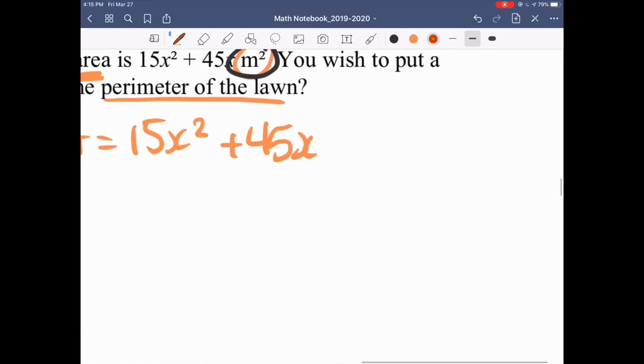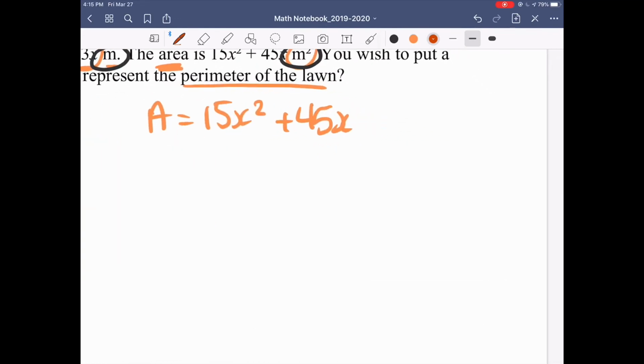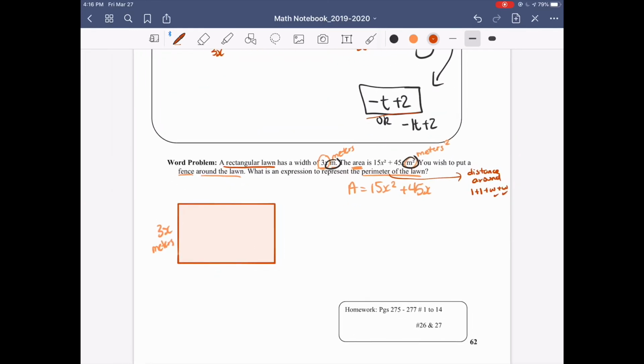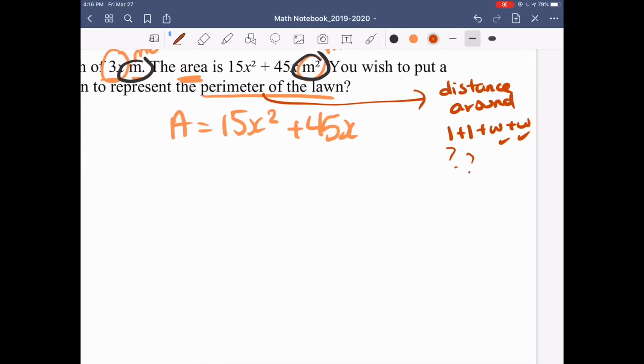Let's remind ourselves on the side here. Perimeter means the distance around the object. So that means length plus width plus width. We have the widths because it's a rectangle. The width of one side is the width of the other, but we don't have the lengths. So how do we get them? Well, the only other piece of information they gave us was the area. So we actually have to use the area to find the length.